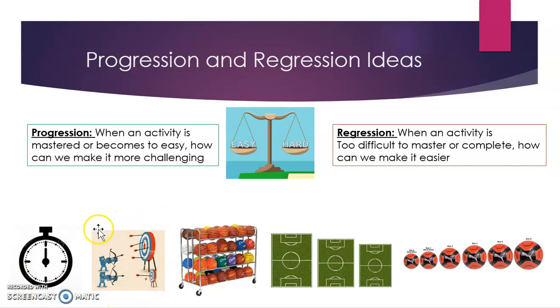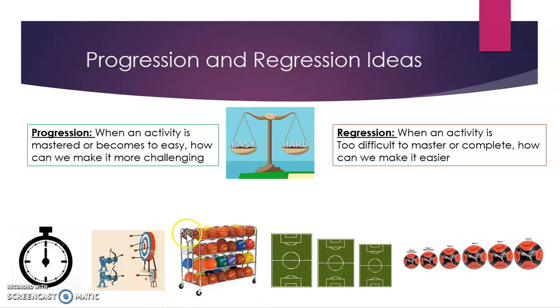The second one is this idea of altering the targets or altering the goals. You can see the picture there, you've got a big target and a small target. If we're progressing and it's easy for the students to hit the big target, can they now aim towards the smaller target to make it a more difficult challenge for them? Same with if we have goals or a basketball hoop, can we make those smaller? And if we're regressing it, if it's too difficult to score in those aspects, can we make the goal bigger, or can we make the target bigger? So just doing the complete opposite.